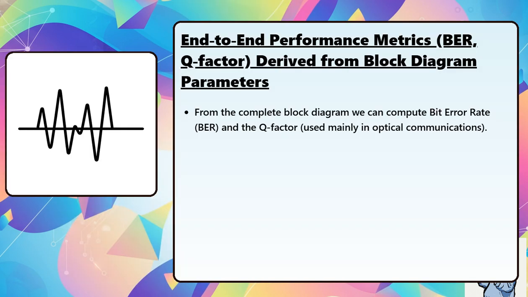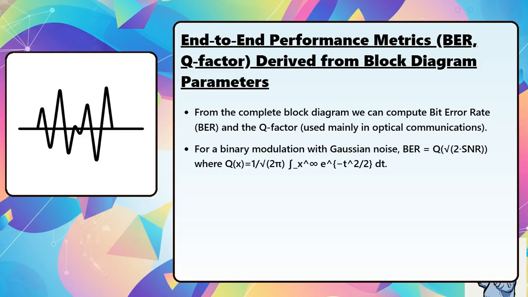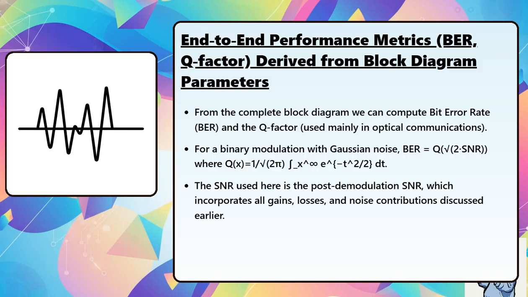From the complete block diagram, we can compute bit error rate, abbreviated BER, and the Q factor, used mainly in optical communications. For a binary modulation with Gaussian noise, BER equals Q of the square root of 2 times SNR, where Q of x equals 1 over the square root of 2 pi times the integral from x to infinity of e to the minus t squared over 2 dt. The signal-to-noise ratio used here is the post-demodulation SNR, which incorporates all gains, losses, and noise contributions discussed earlier.